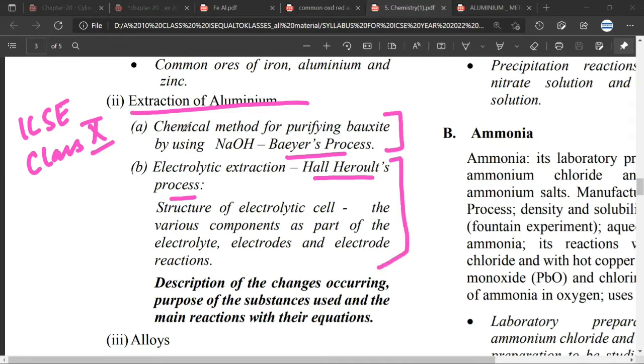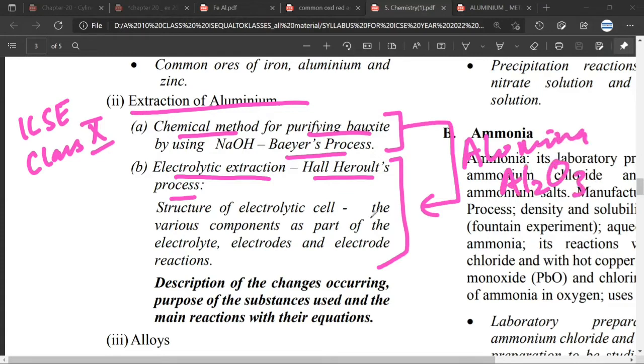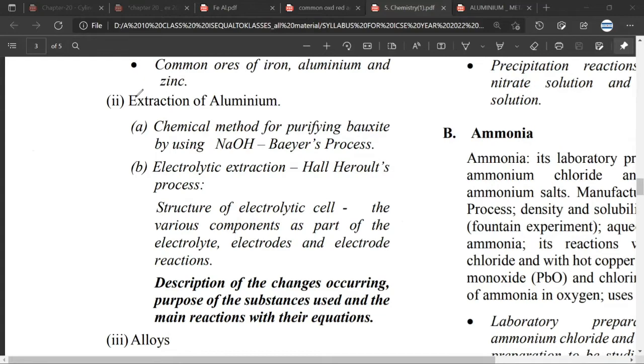So this is the syllabus that we need to cover. First is the chemical method for purifying bauxite. Whatever bauxite that you mine, in the first phase it has to be purified. And then in electrolytic extraction, from stage one, you will get alumina. This alumina, Al2O3, would be subjected to this electrolytic cell. So broadly, this is how the process looks like. This is your syllabus. And now let us start looking at the flow chart.